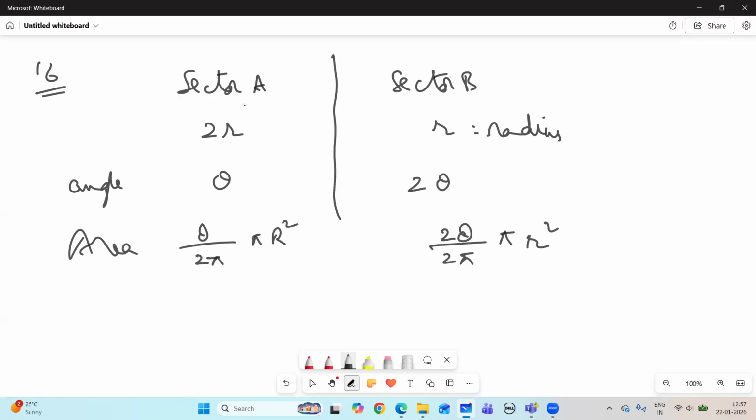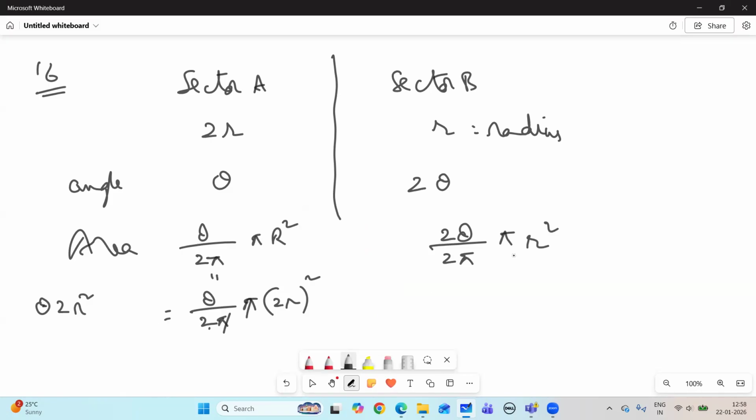Okay, how about this sector A? Radius is 2r, angle is theta. So for capital R, you can take 2r. So this is equal to theta by 2 pi into pi into 2r whole square. This simplifies to how much? Pi cancels out, 2 cancels in this 2, so it is 4r square. 2 cancels in that, it is 2r square. It is theta into 2r square.